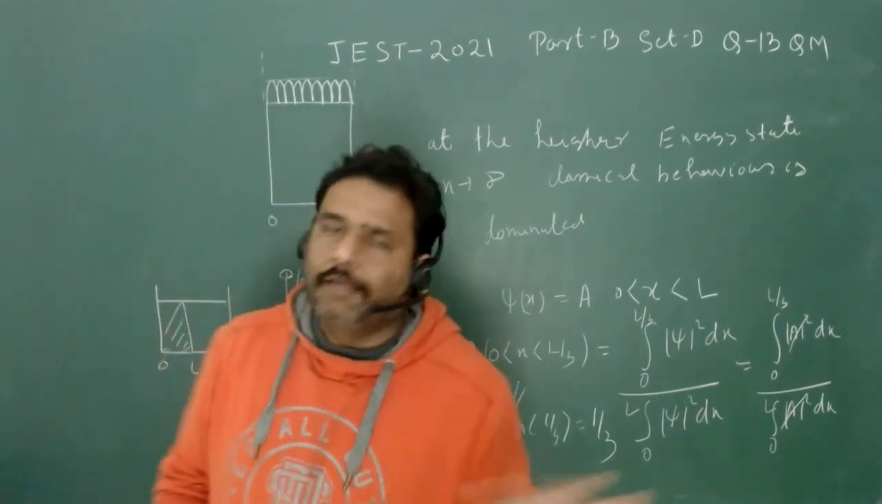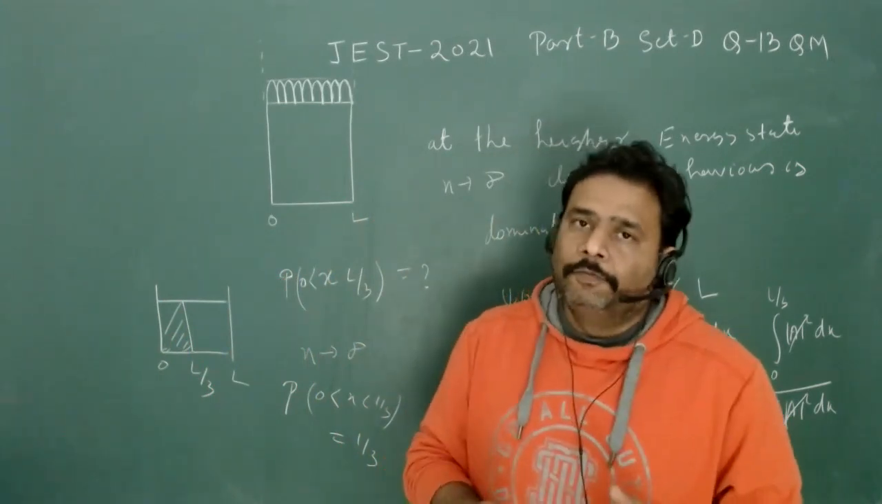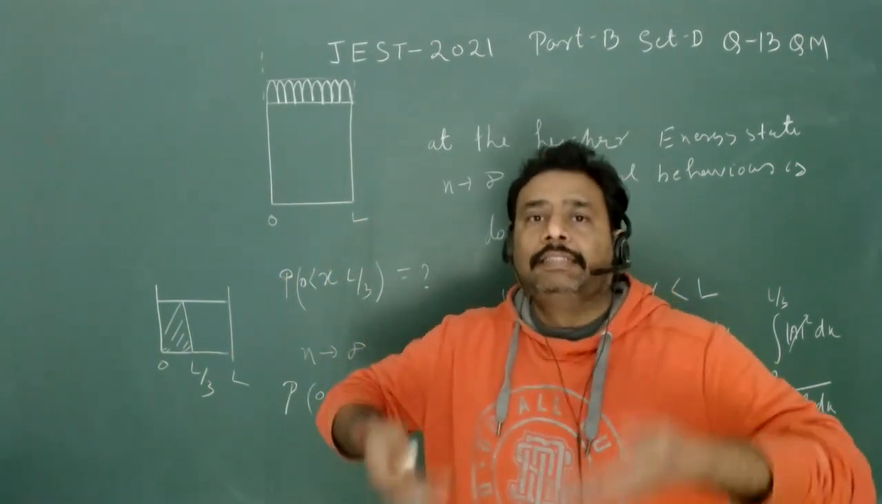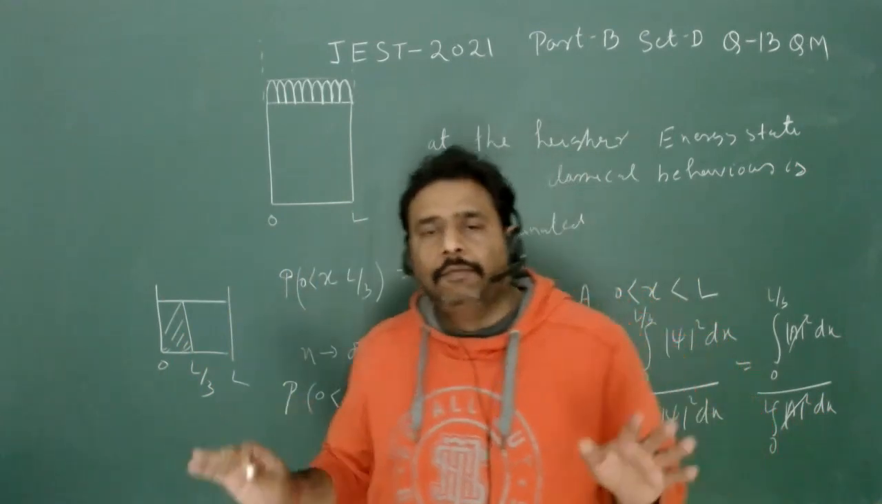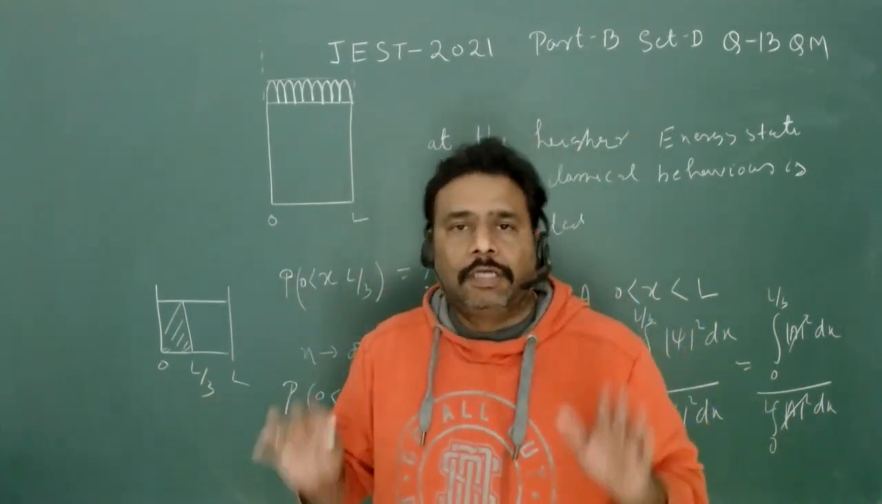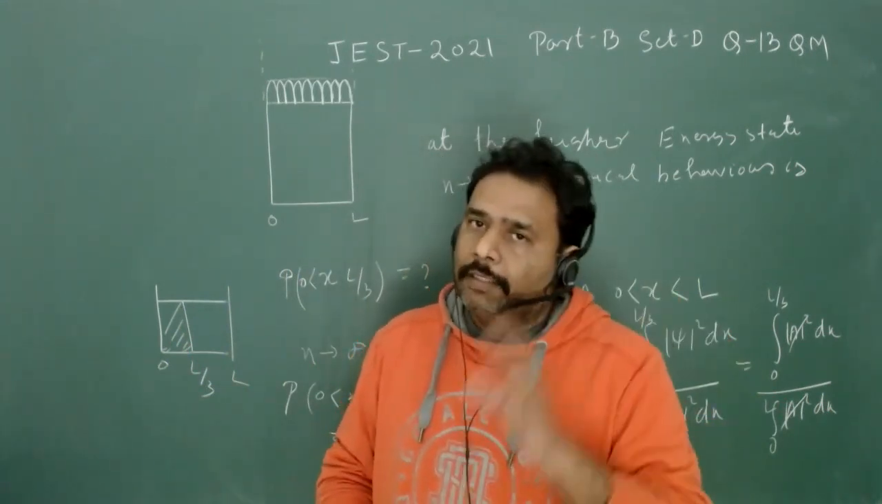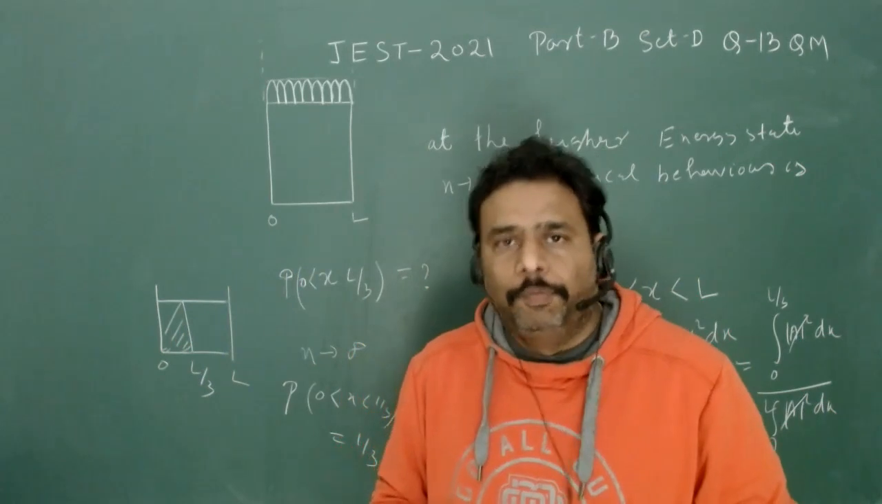It's a wonderful question because we have to understand that as n increases, not only for a particle in a box but in every bounded system, at higher values of n the classical picture will predominate.